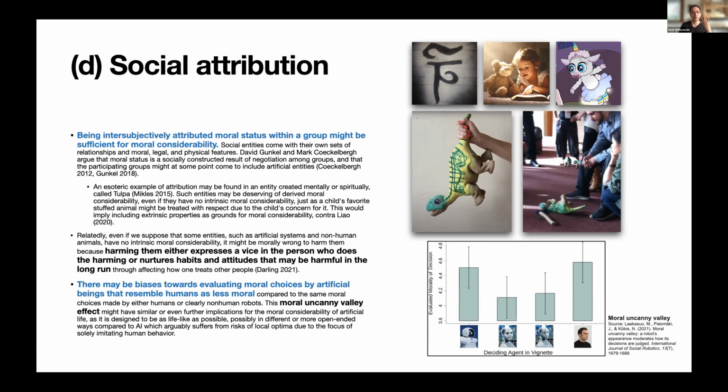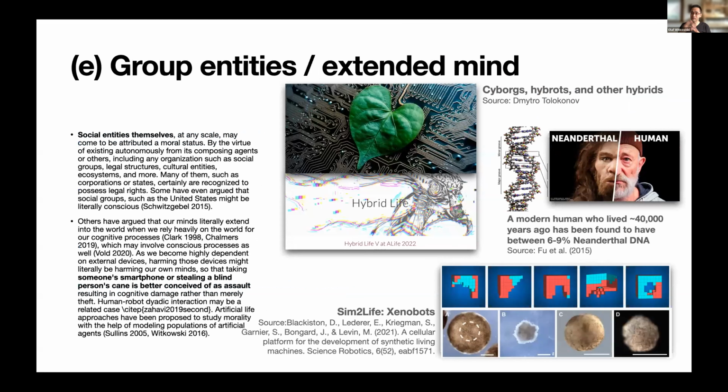So there may be some biases towards evaluating certain entities very highly, or in very moral choices, depending on the aspect or how artificial we think the entity is. And this is a very important aspect. It's not the only bias that we will have, and we have to be very careful about those biases. All right, last one is this extended mind thing.